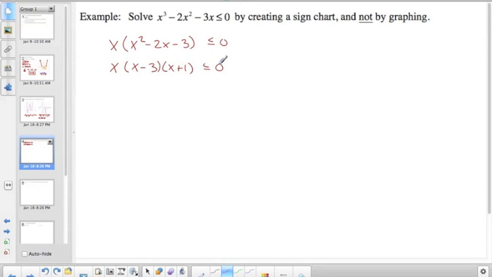And we see that we have zeros at x equals 0, x equals 3, and x equals negative 1. So those are the zeros. So, draw, we have a 0 at negative 1. We have a 0 at 0. And we have a 0 at 3. So now we plug in values in these intervals and see if it is a positive or a negative.